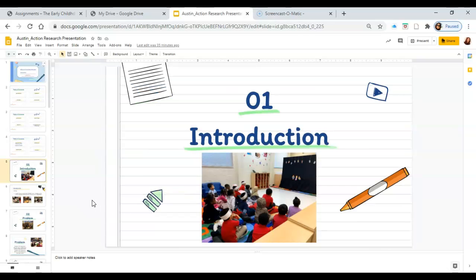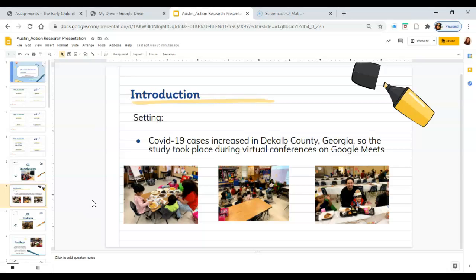So my introduction. I completed my action research study through the virtual setting in Google Meets. My students met with me in breakout rooms, and I had to do this because the COVID-19 cases have increased in DeKalb County, Georgia, so we are still learning all virtually.